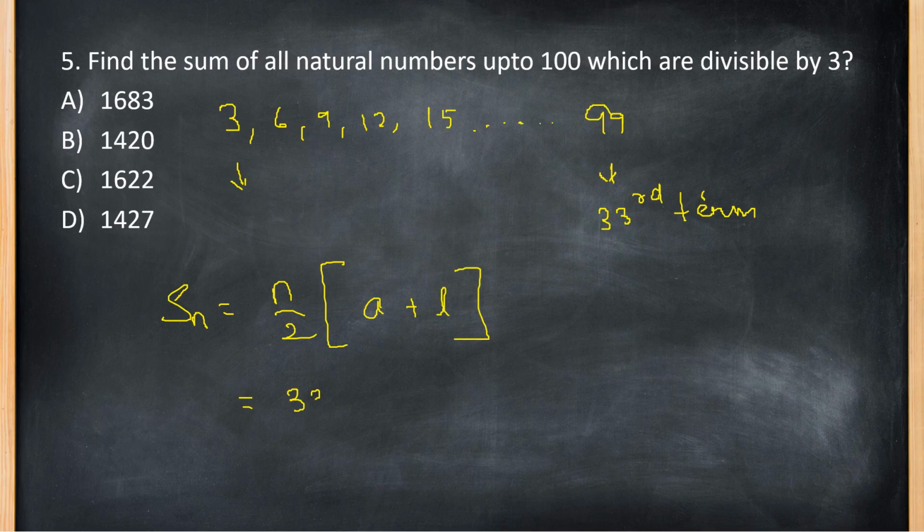So we know n is 33, so 33 by 2, and a is 3, plus l is 99. On calculating this you get 102 into 33 by 2, and you can cancel them out and finally get 1683 as your answer, which is option A. You can check the calculations and revert if there is any discrepancy.